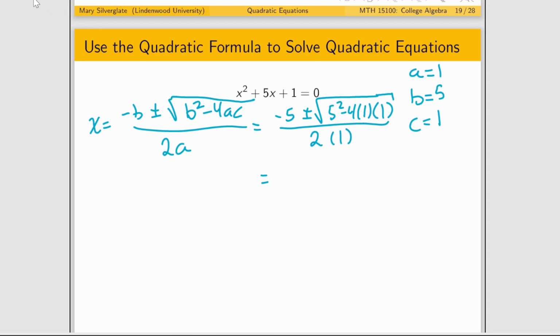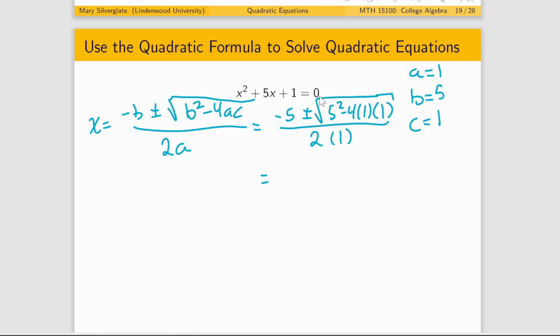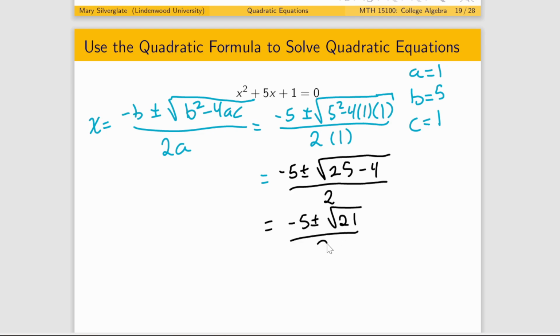Now when it comes to simplifying this, you want to think in terms of order of operations. This square root is sort of like a parenthesis, so you want to tackle what's inside it first. In terms of what's inside, I want to do that 5 squared first, 25. And then we have the 4 times 1, which is just 4. All divided by 2 times 1, which gets me 2. Then I want to continue to simplify underneath the square root, so 25 minus 4 gets me 21.